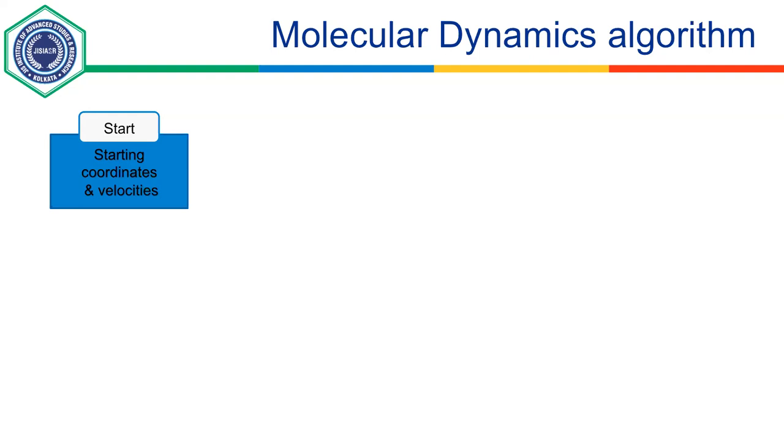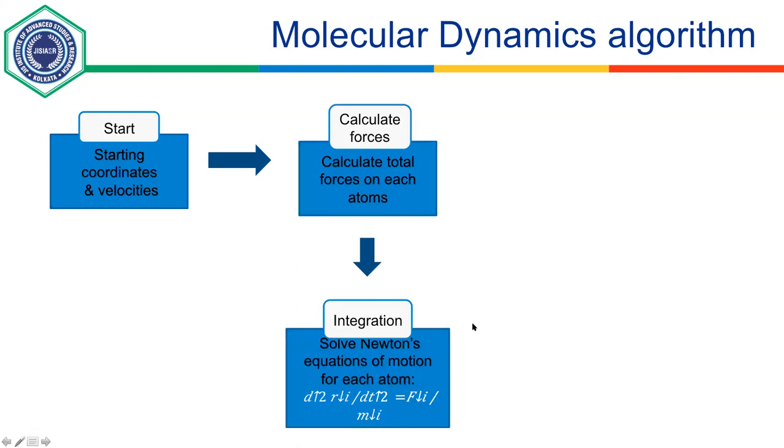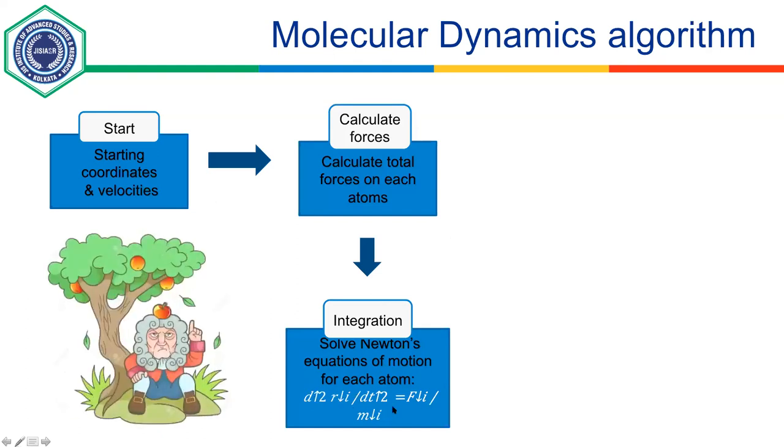Before simulation, we also need to assign velocities because molecules should move. So we should assign velocities to each of the atoms. Then the algorithm calculates the total force on each atom. So atom one, atom two, atom three, it calculates the force on each atom and then adds it up. Sorry for the messing up of this equation, but then the algorithm calculates the total acceleration or the total force on each atom.